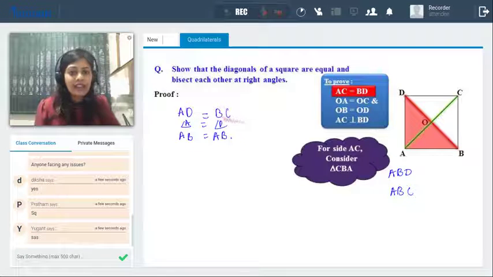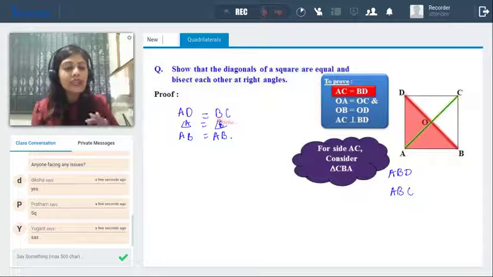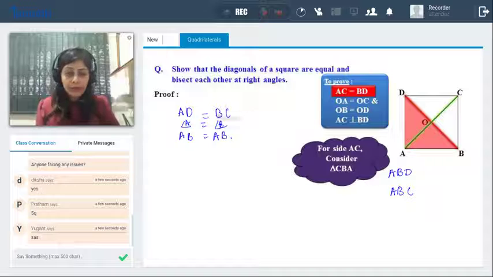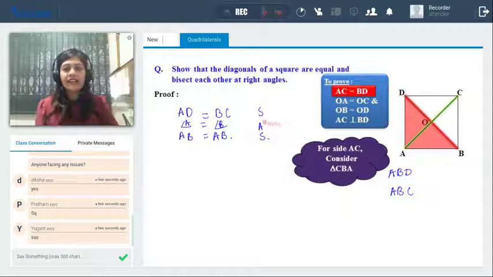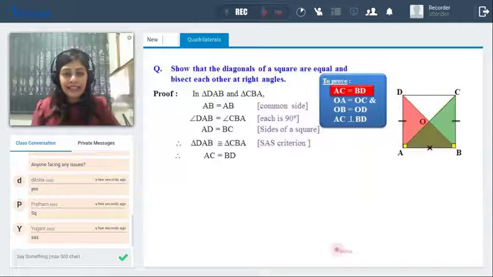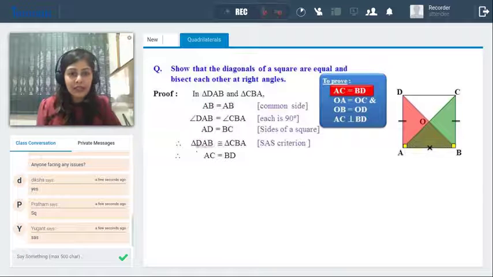Students, for simplicity, I have written the angle using a single letter. Make sure you always name angles using three letters so that there is no ambiguity. So what do we have? We have a side, an angle, and another side. So by SAS test, the two triangles are congruent to each other.